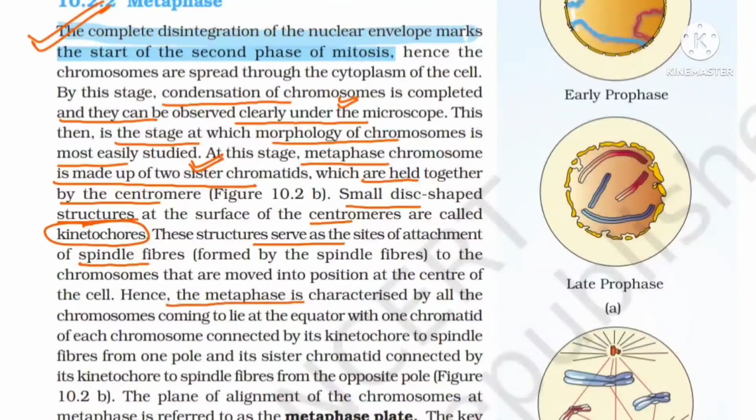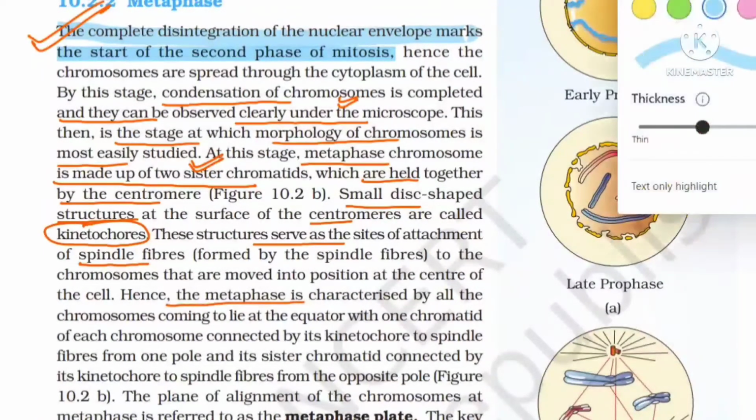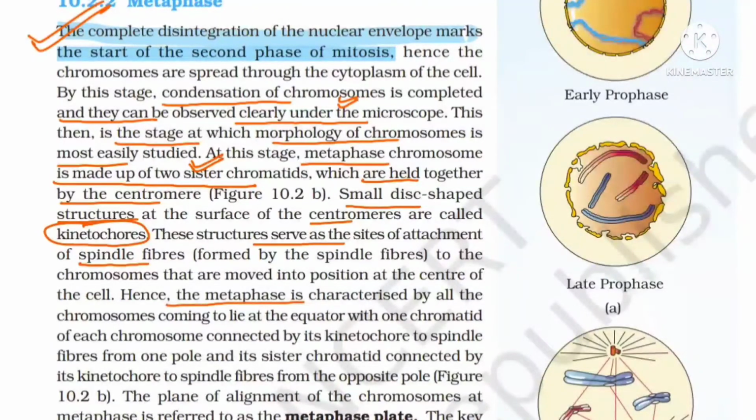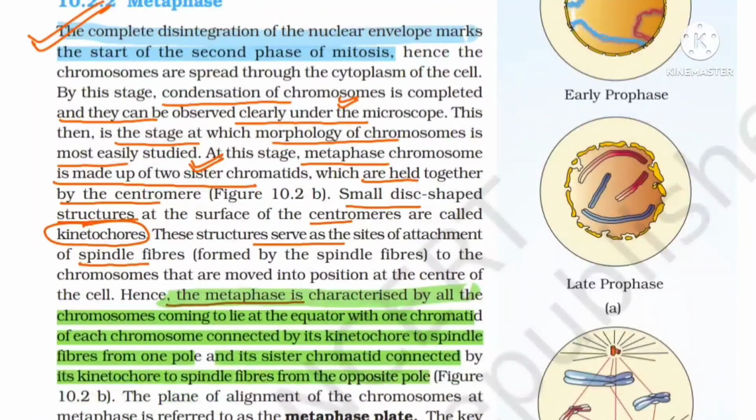Metaphase is characterized by all the chromosomes. What is the characteristic of metaphase? Please focus. Metaphase is characterized by all the chromosomes coming to lie in the equator with one chromatid of each chromosome connected by its kinetochore to a spindle fiber from one pole, and its sister chromatid connected by its kinetochore to a spindle fiber from the opposite pole.